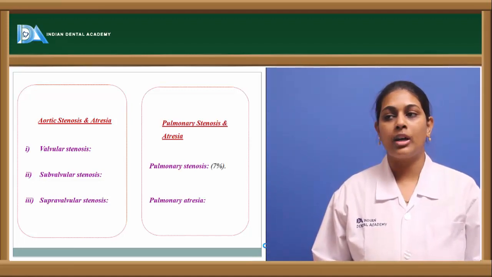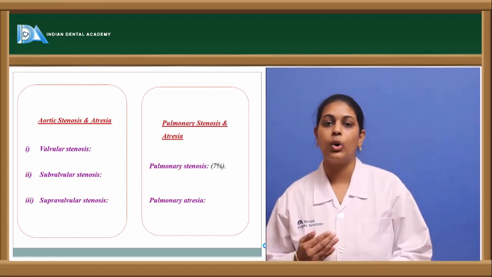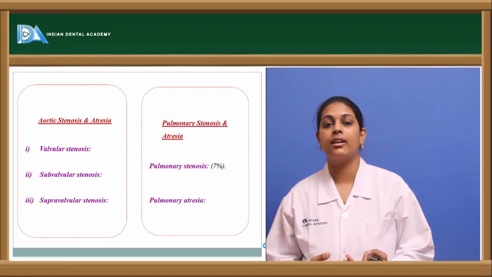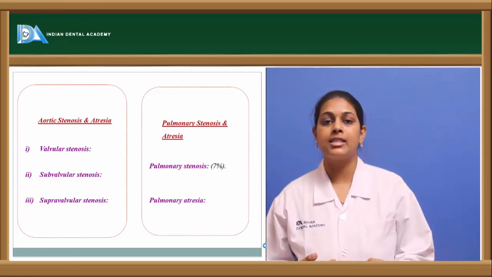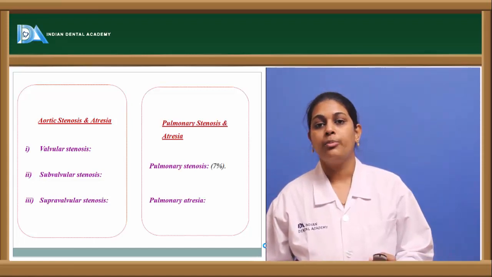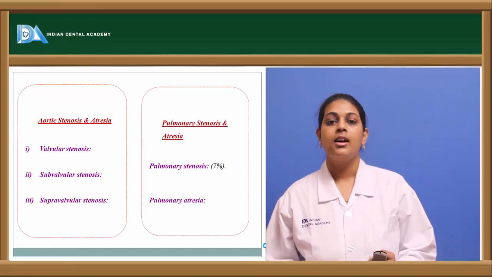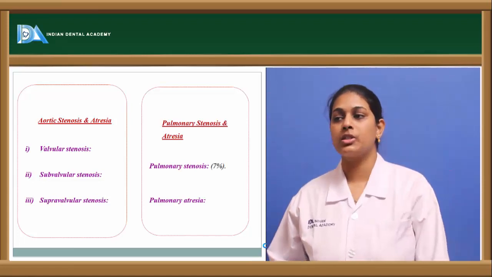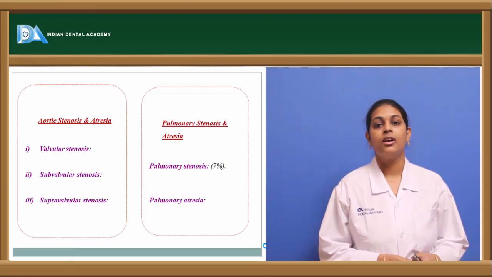Whereas in subvalvular stenosis, we see that there is a thick fibrous ring formed just below the aortic valve. This is known as subvalvular stenosis. Coming to supravalvular stenosis, supra means above, that is, above the aortic valve there is a thick fibrous ring formed. Because of this formation, it results in obstruction in the flow, so it is considered an obstructive congenital heart disease.